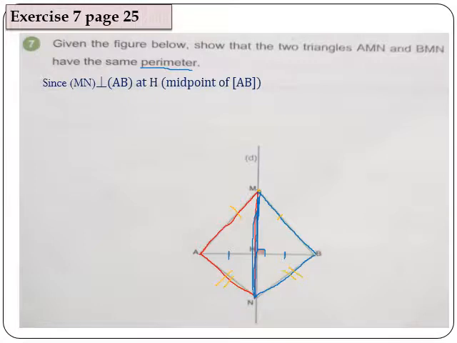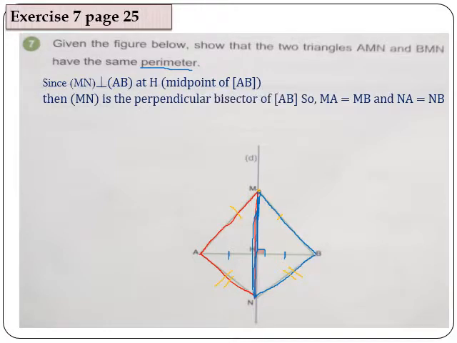Since MN is perpendicular to AB at H, and H is the midpoint of AB, this is MN perpendicular to AB at its midpoint H. So, D is the perpendicular bisector of AB. Or the same, MN is the perpendicular bisector of AB. Okay, so I can say that MA equals MB and NA equals NB on the figure.